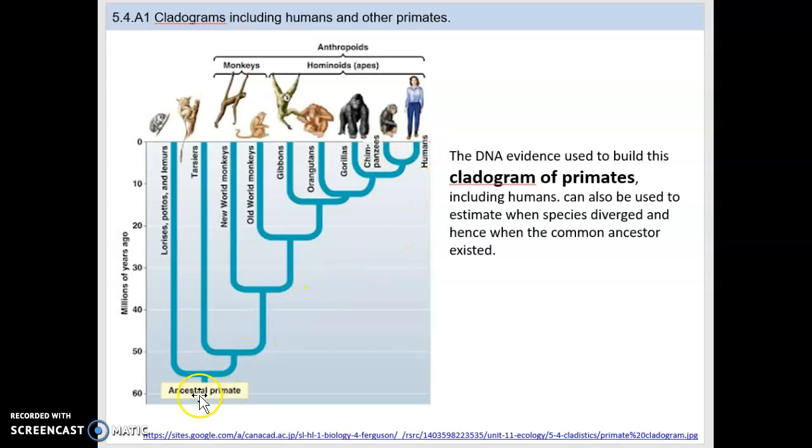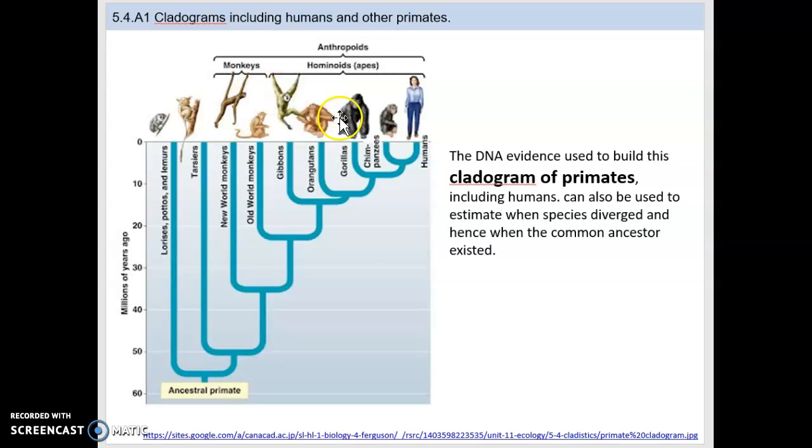Down the side here, we can have a look at millions of years ago. We had an ancestral primate around 55 million years ago, which would have diverged off to make the lemurs and others over this side. As time moved on, you can see how we've diverged, and chimpanzees and humans diverged from each other around 5 million years ago.